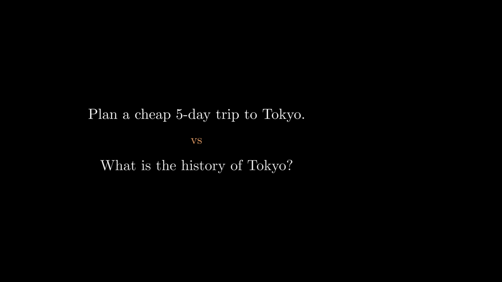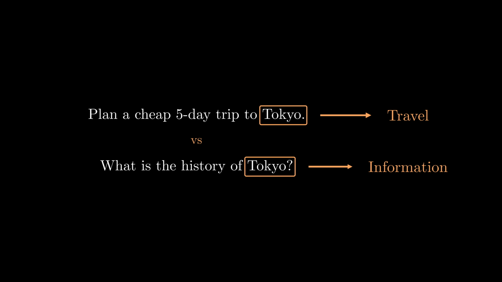For example, consider these two sentences. Plan a cheap 5-day trip to Tokyo, and what is the history of Tokyo? Same word, Tokyo, but in one case, it's about travel, in the other, it's about information. So the model has to figure out which words in the sentence are actually important for the current meaning.